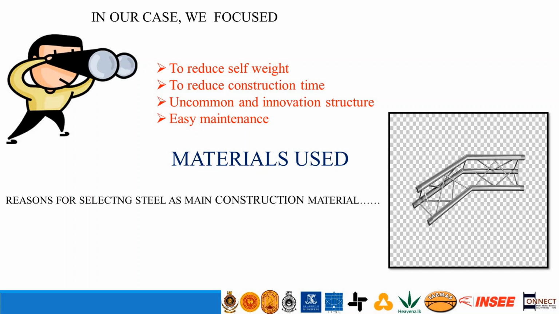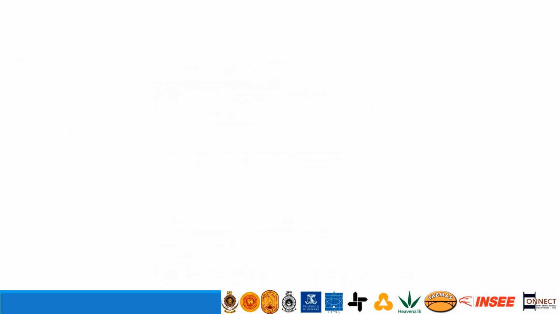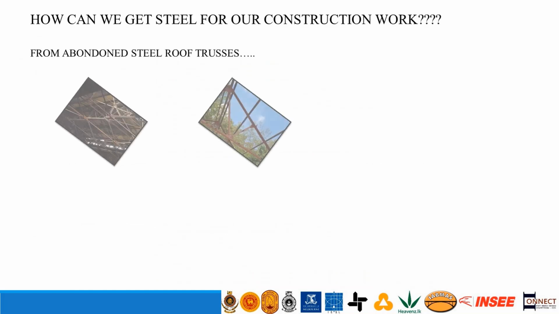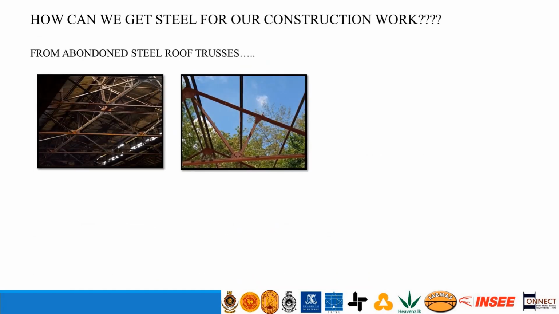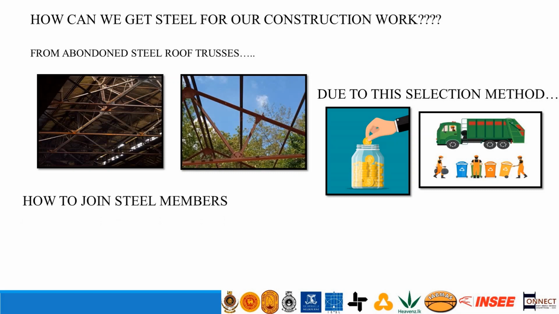The reasons for selecting steel as the main construction material are its high strength to weight ratio, ease of erection, attractiveness, and ease of mobilizing the whole bridge as sections. Here we used abandoned steel roof trusses for our steel requirement. In Sri Lanka there are lots of abandoned buildings like school buildings, pavilions, government buildings, and churches. From them we can get steel. By using those materials we can save money and keep our environment clean.